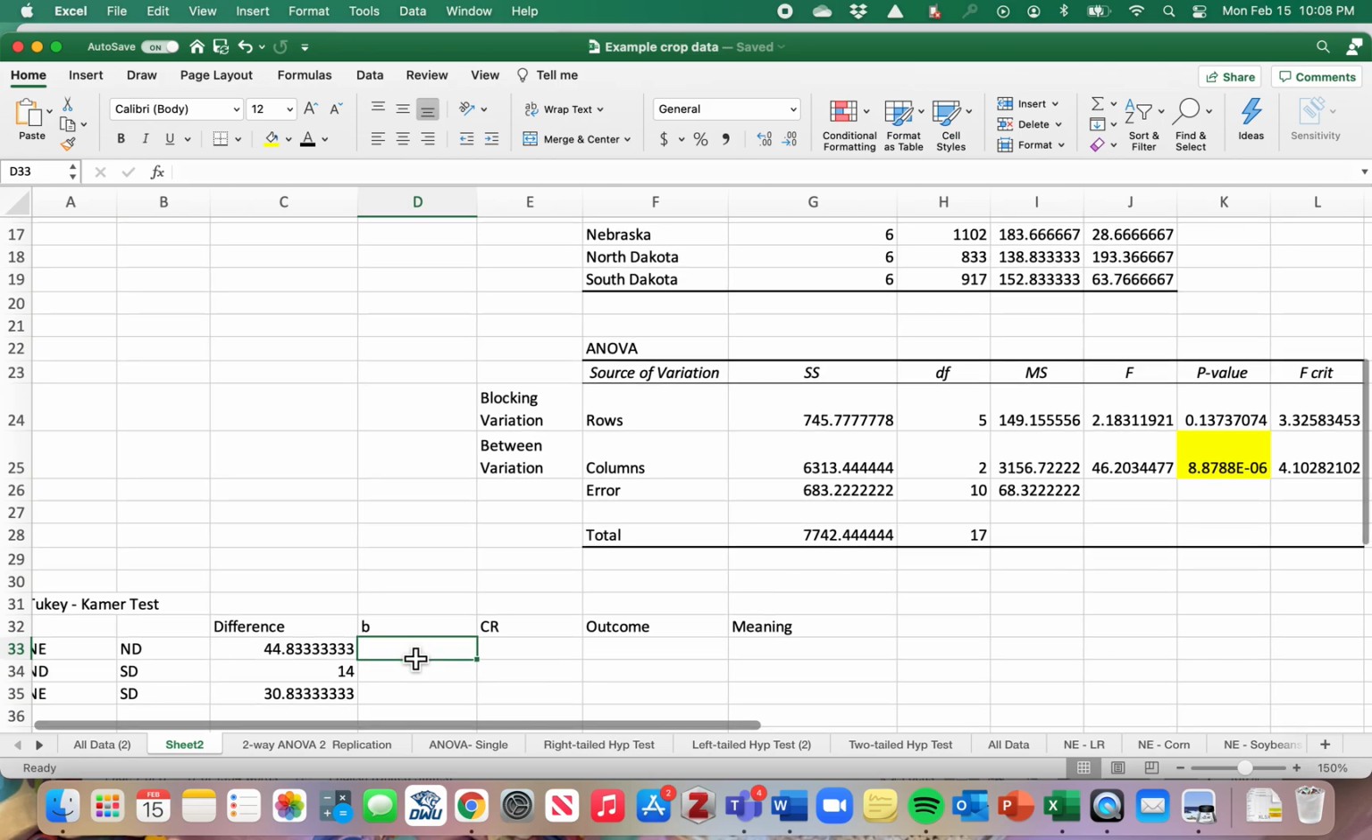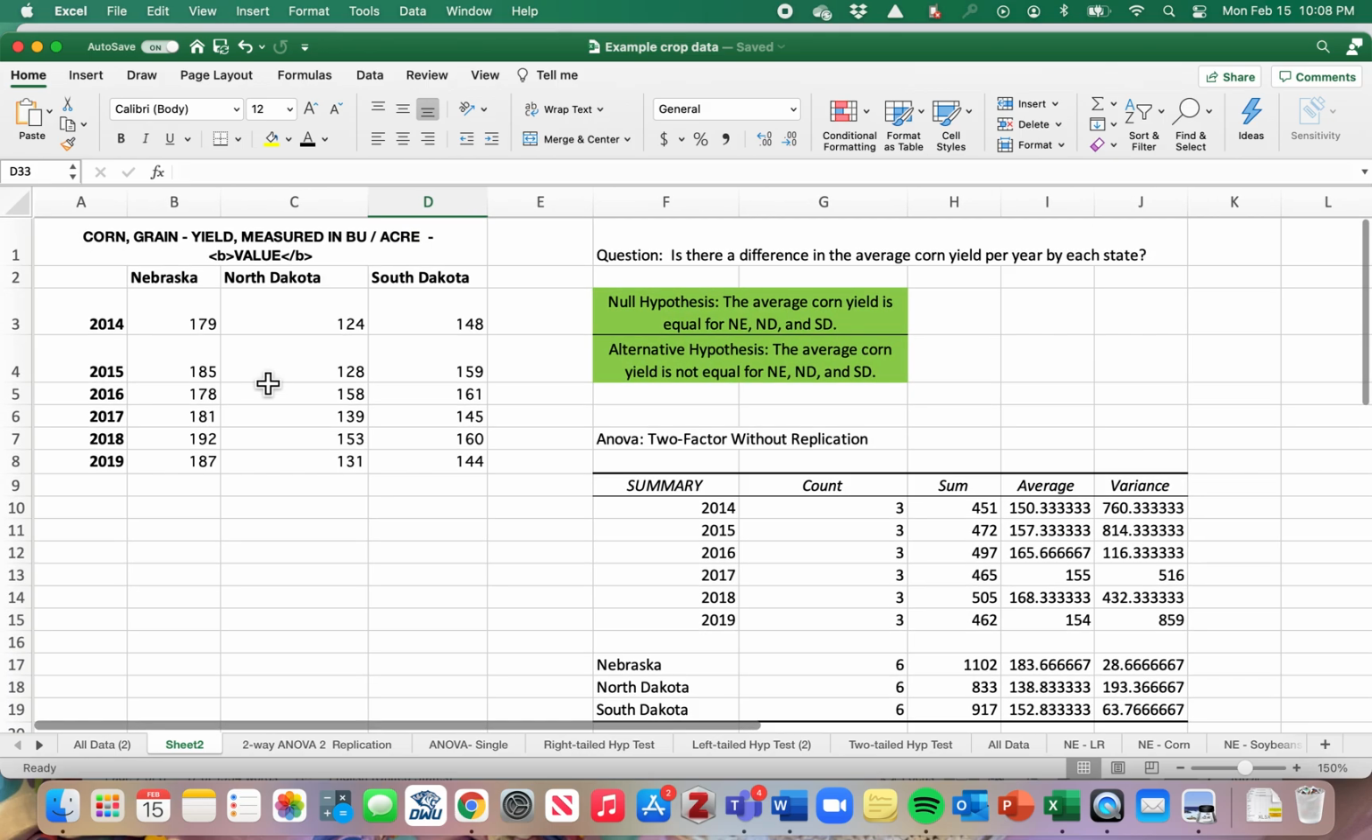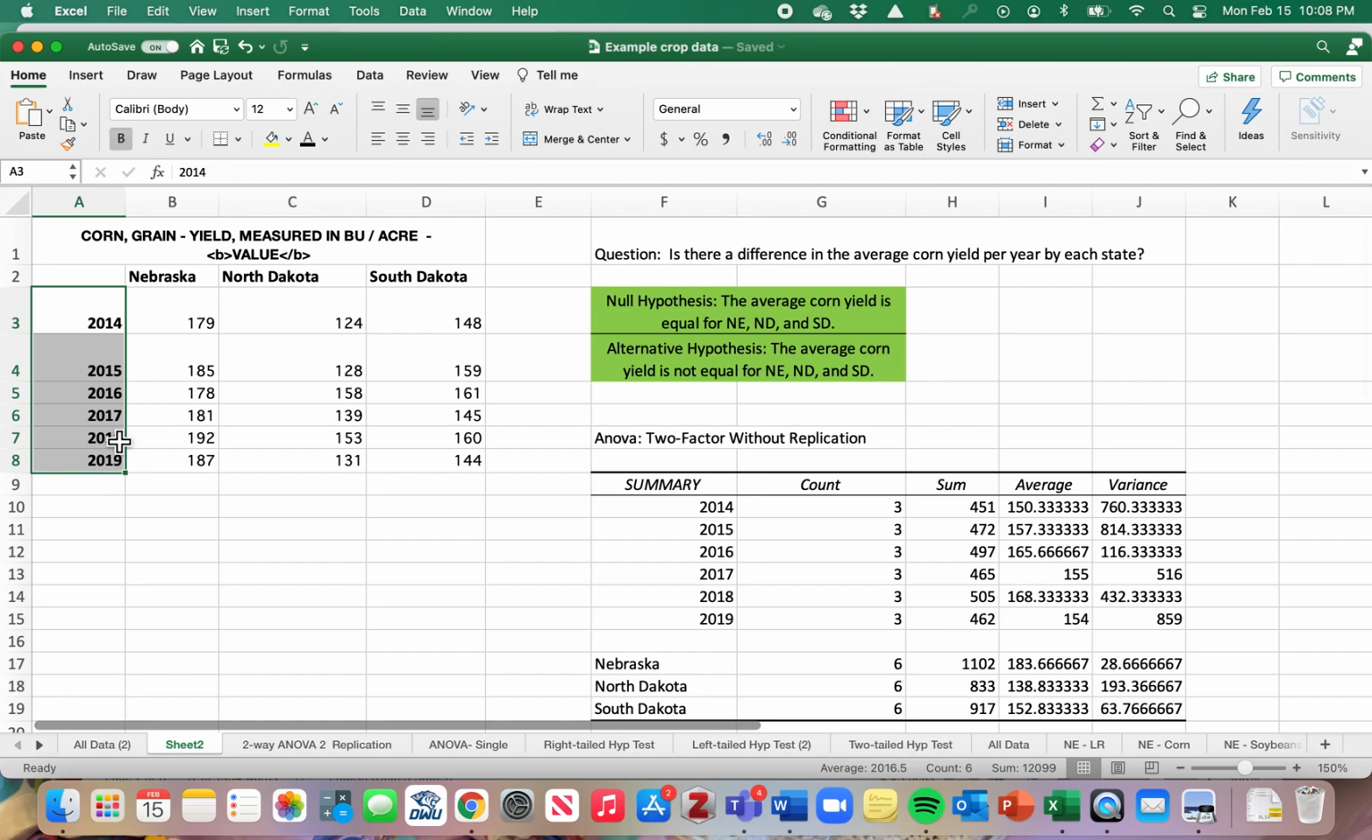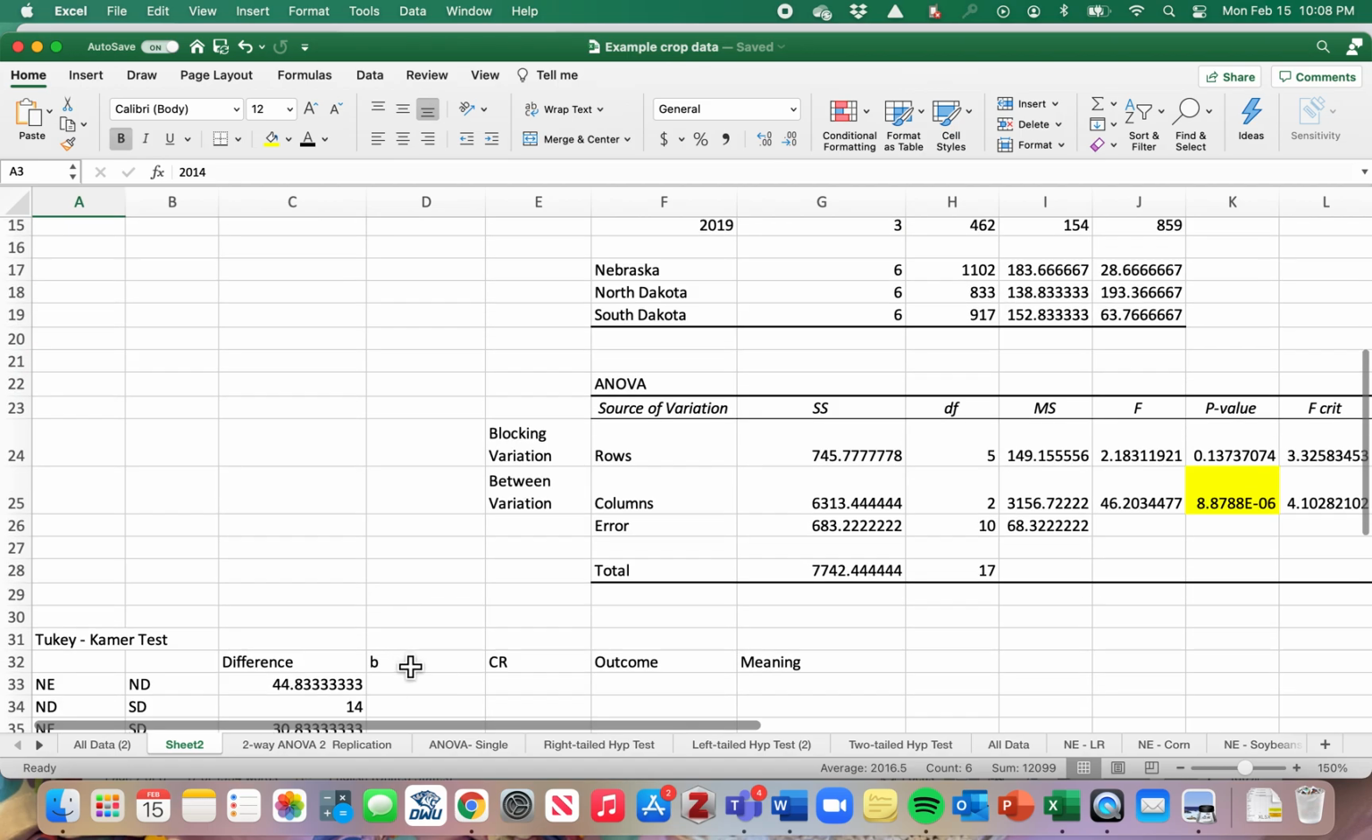So there are my three differences. My B is the number of blocks. So how many years? Because my years were my blocks, so there's 6. So that's going to be the same all the way.